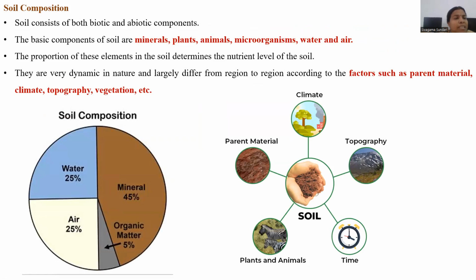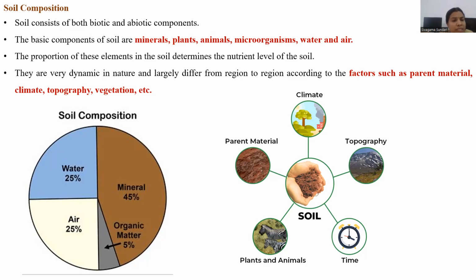Moving on to the soil composition. Soil mainly consists of both biotic and abiotic components. Biotic components are nothing but the living components, that is plants, animals, microorganisms. Abiotic components are nothing but minerals, water, and air. Biotic means living organisms present in the soil. Say, for example, plants which we grow, animals coming to eat the plants, that is herbivores, and microorganisms present in the soil. Abiotic components are nothing but interaction of the water and air.